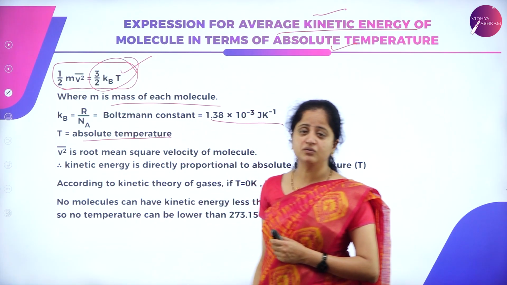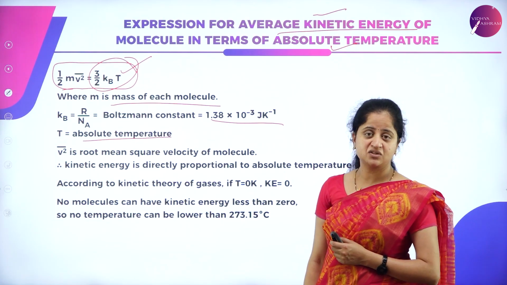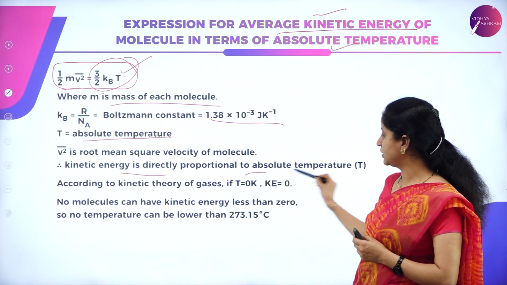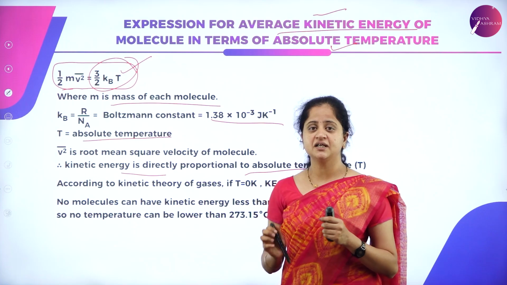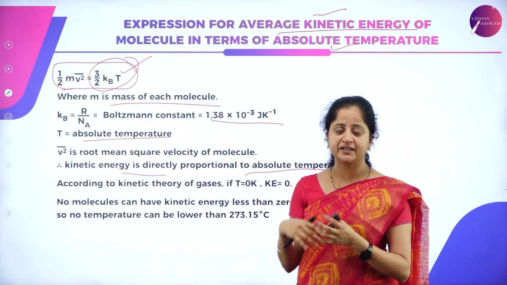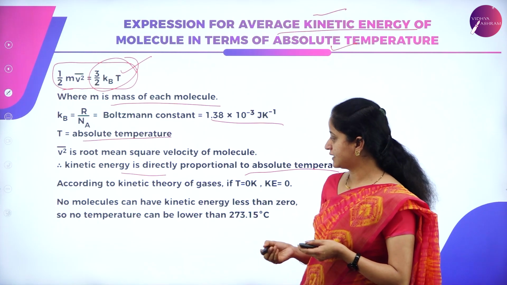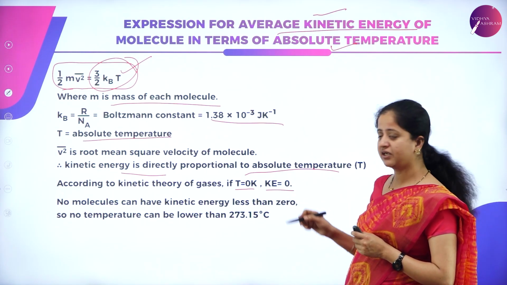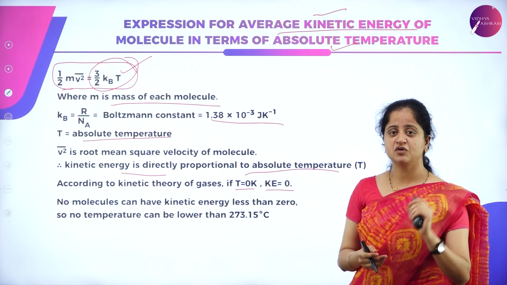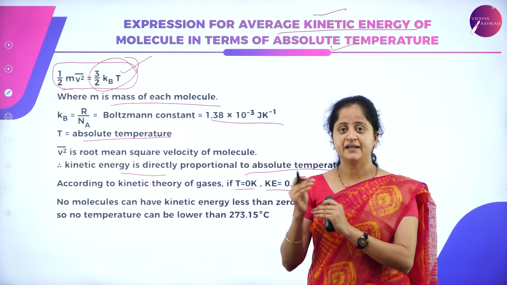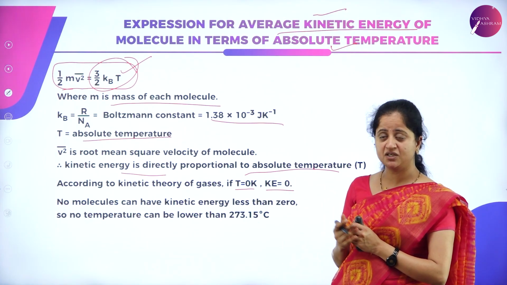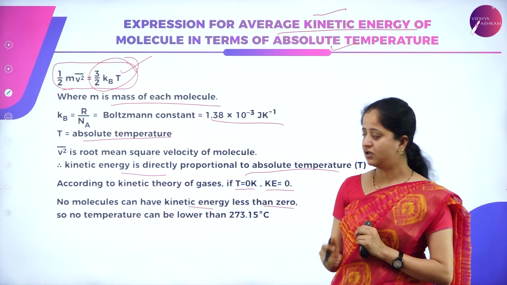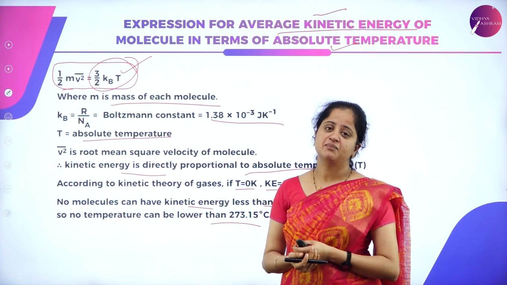This is the average kinetic energy of a gas molecule, given by 3 by 2 kB into T according to the law of equipartition of energy. Here we know that the kinetic energy of a gas molecule is directly proportional to absolute temperature. As the temperature increases, the energy gained by the molecule will be more and the kinetic energy also increases. For example, according to the kinetic theory of gases, when the temperature is 0 Kelvin, the kinetic energy of the gas molecule is 0, because the kinetic energy is directly proportional to absolute temperature. So no molecule can have kinetic energy less than 0, because no temperature can be lower than minus 273.15 degree Celsius.